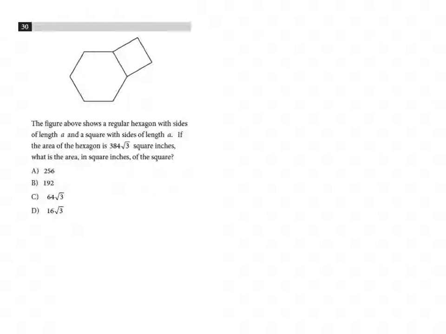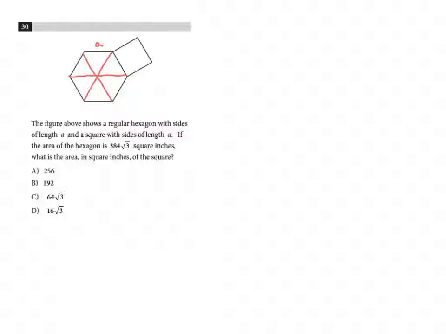And since this is a hexagon, I can divide this up as such. 6 equal triangles. Let's see, 6 equal triangles. And we know that the base of these triangles is A.